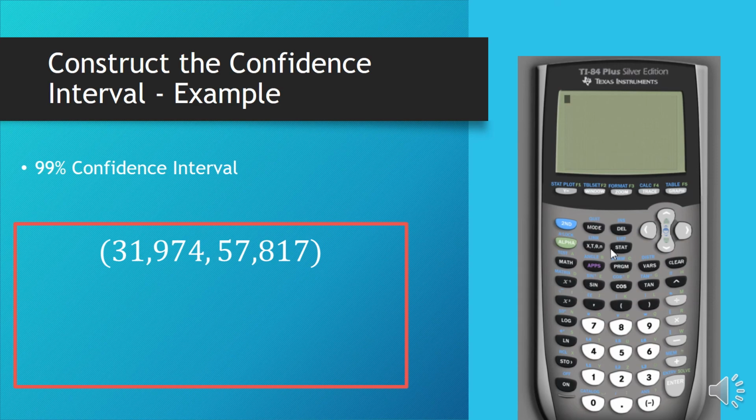And if we were interpreting this, we would say, we are 99% confident that the annual salaries of high school counselors in the U.S. is between $31,974 and $57,817.